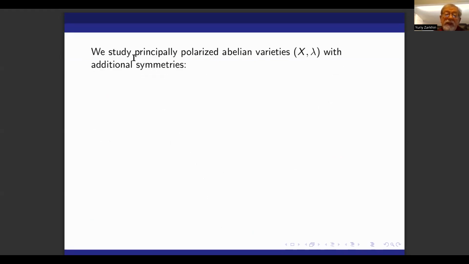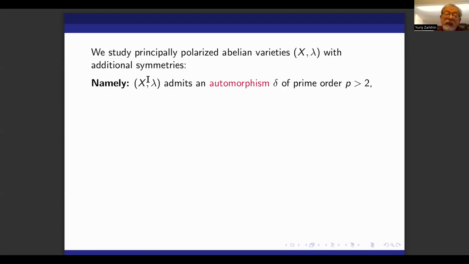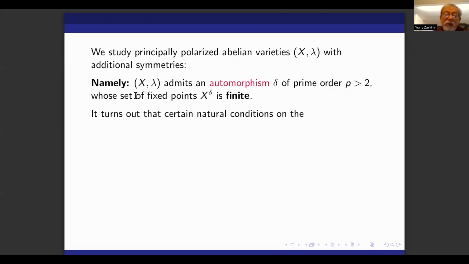Well, we study principally polarized abelian varieties (X, lambda) with additional symmetries. Again, I'm not going to offer another solution of the great Schottky problem. My task is rather modest. First, I consider a pair (X, lambda) that admits an automorphism delta of prime order p, where p is strictly greater than 2, because 2 is not interesting, whose set of fixed points X^delta is finite.